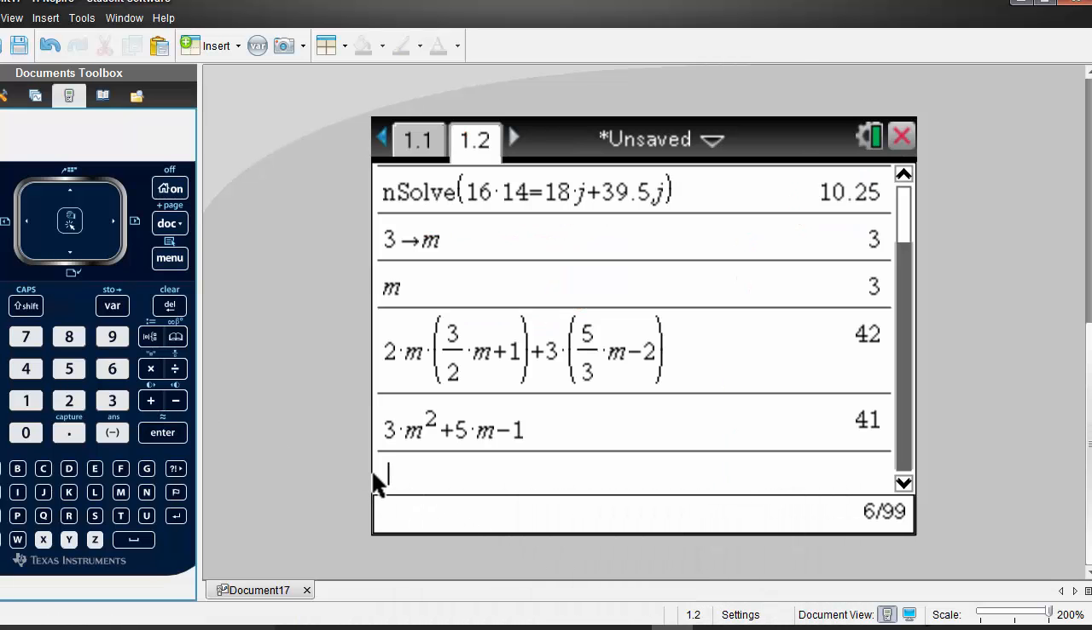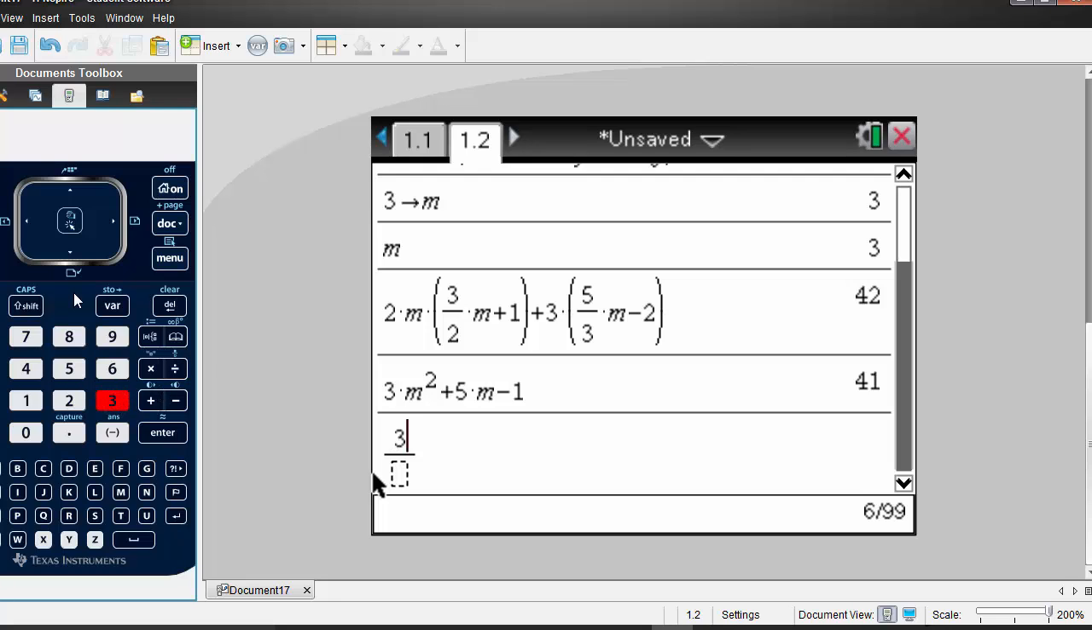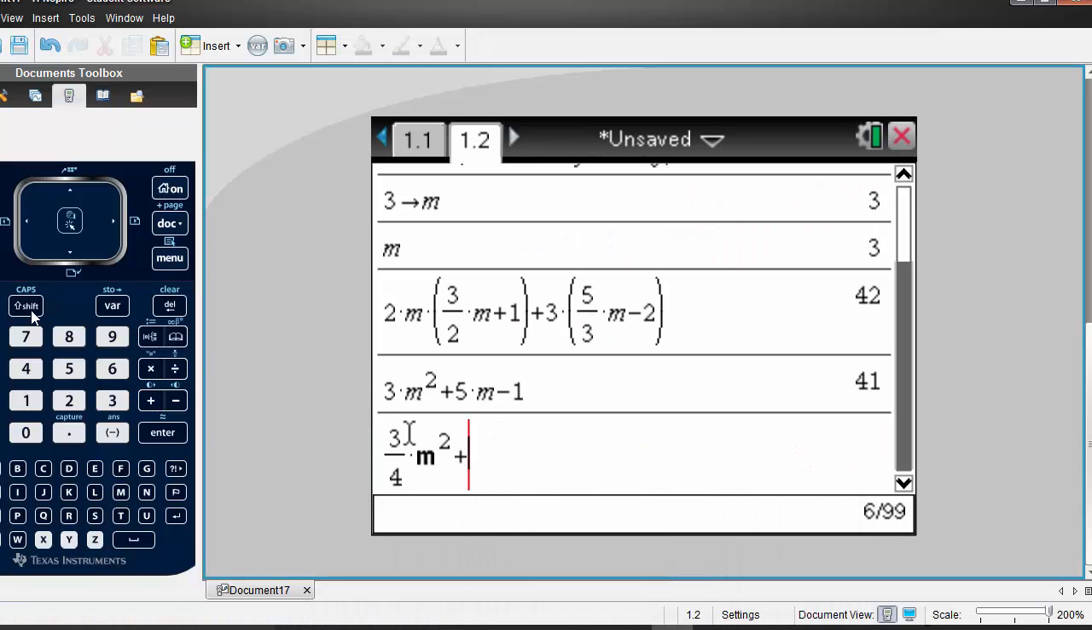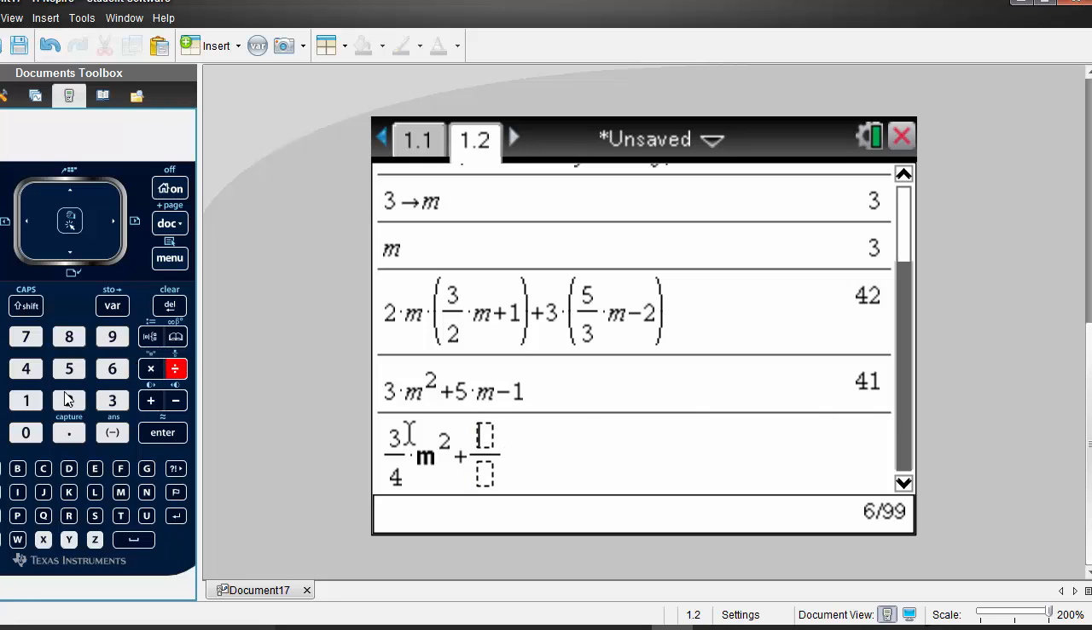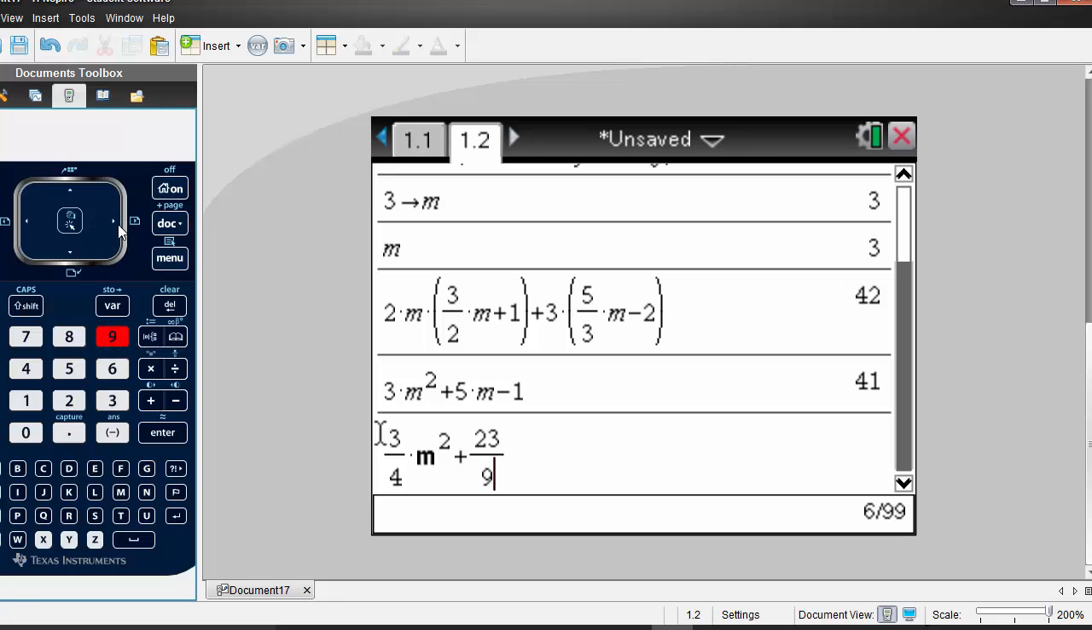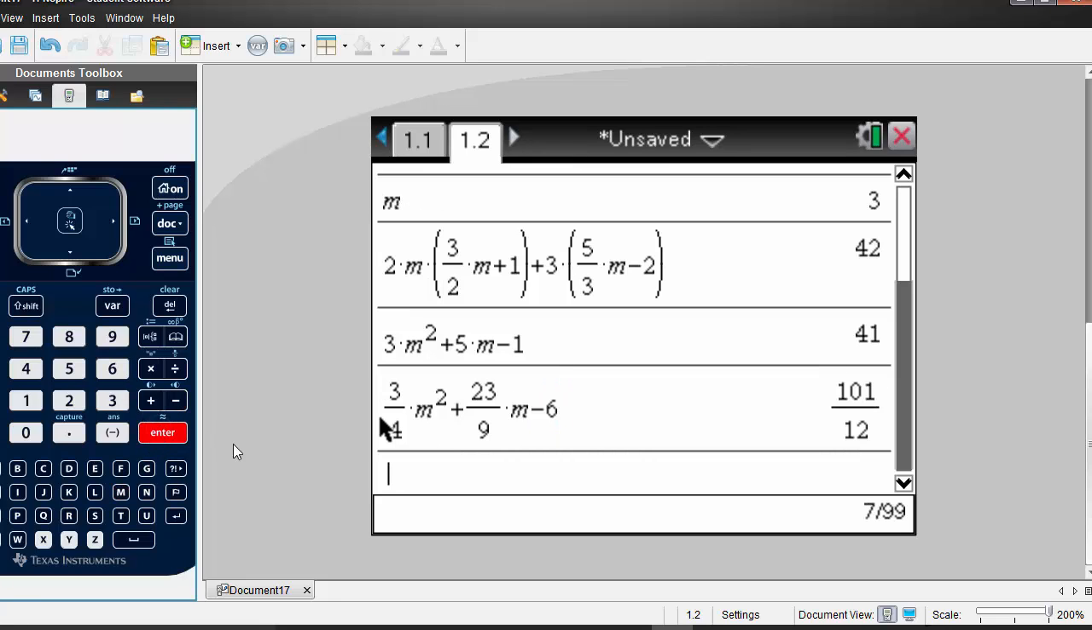Alright, so make a fraction again, control divide, 3/4 times m squared plus, what is this again? 23/9m minus 6. So make another fraction, plus 23/9 times m, and then minus 6. This answer is not 42. Something awful here, 101/12. So that one's wrong.